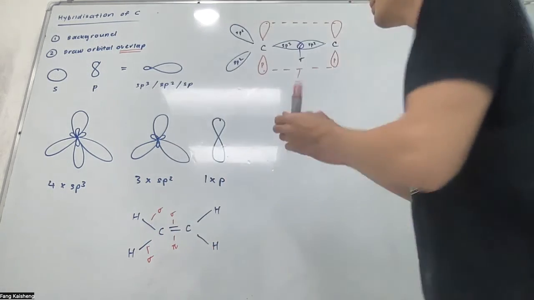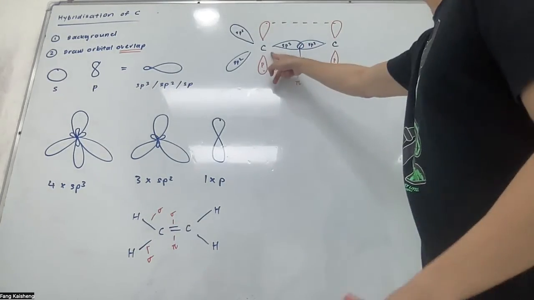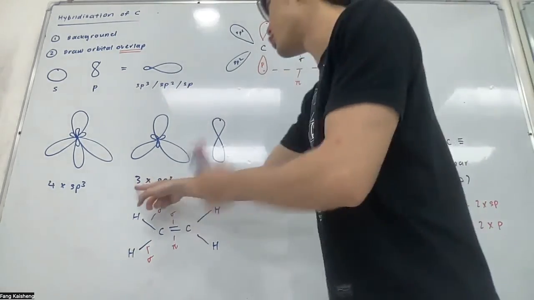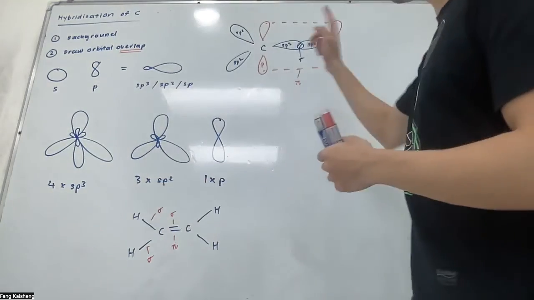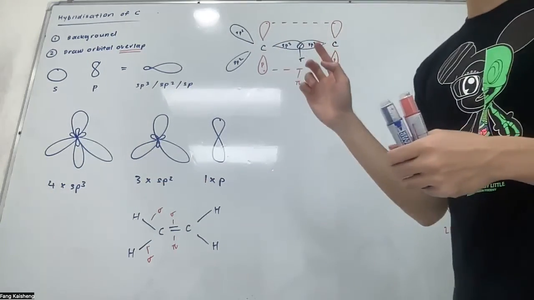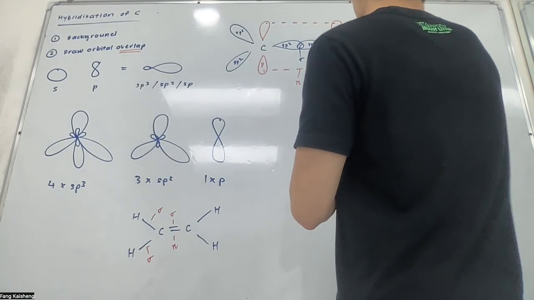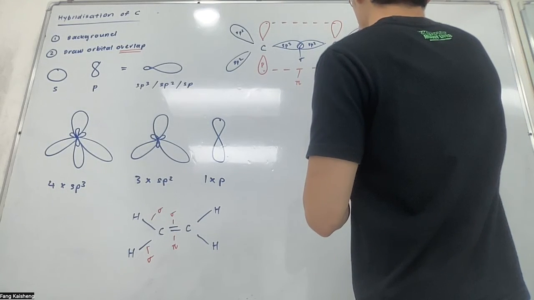As you can see here, the numbers must correspond for each carbon. If the carbon is sp2 hybridized, you must have 3 sp2, 1 p. And that's exactly what I have here. 3 sp2, 1 p. Repeat the same thing for the other side. And normally, this is enough for your whole diagram already.